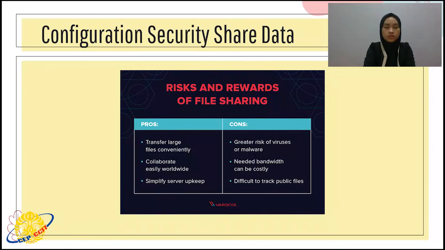Next, configuration security share data. Here, I will describe the risks and rewards of file sharing. Pros: first, transfer large files conveniently. Second, collaborate easily worldwide. And the last, simplify server upkeep. And cons: first, greater risk of virus or malware. Second, needed bandwidth can be costly, and the last, difficult to track public files.